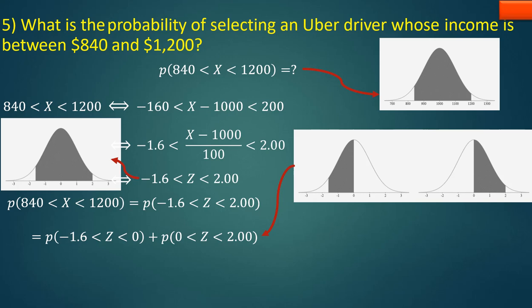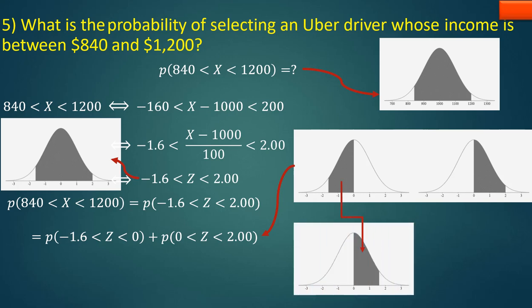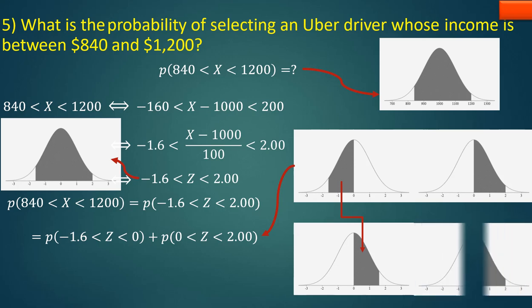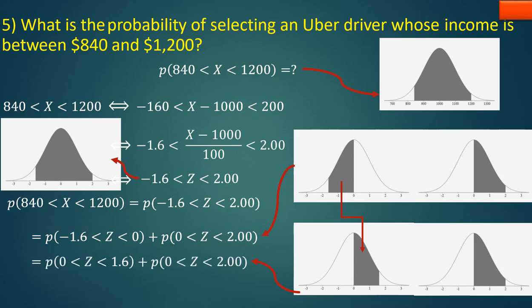For the first graph, we remark that the shaded area is the same area subtended by the curve and the values 0 and 1.6. And for the second graph, we keep it as it is. So in terms of equation, this means that we need to find the probability of z between 0 and 1.6 and the probability of z between 0 and 2. Now we can use the standard normal distribution table and we get the result.